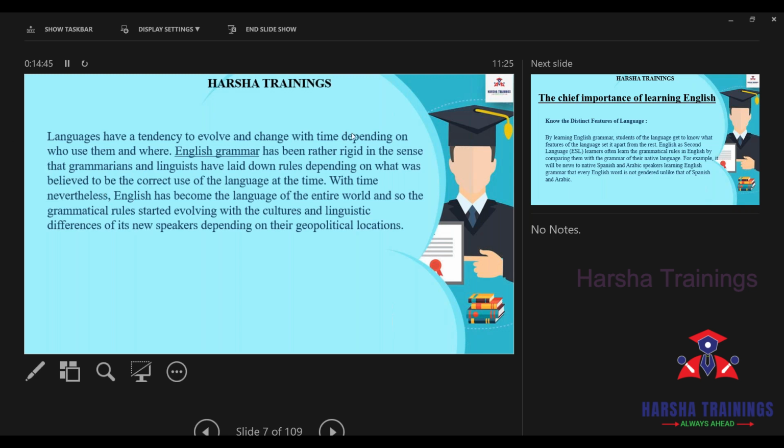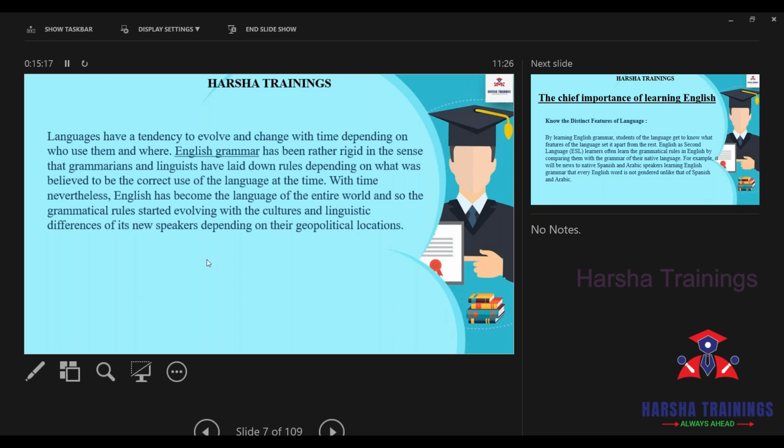Yes, so it has been rather rigid in the sense that grammarians and linguists have laid down rules. Why these rules have been laid down is so that the language does not change completely. Even though the pronunciation and other things change, the grammar as such should not change. The basic rules that are there should not change, so that it is understandable by everybody, right?